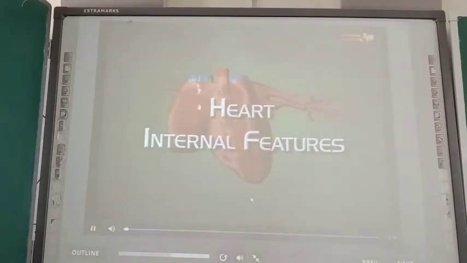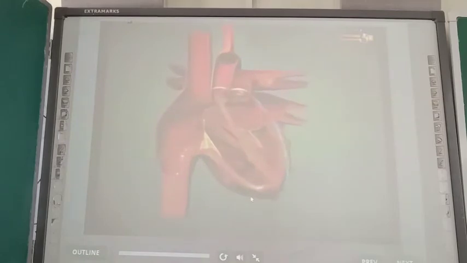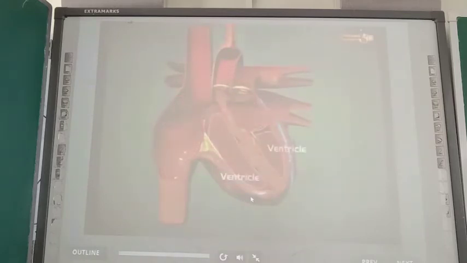Internal structure. Let us now take a look at the internal structure of the heart. The heart has 4 completely divided chambers. There are 2 receiving chambers or auricles and 2 pumping chambers or ventricles. A muscular septum divides the heart internally into a left and a right half. In the right half, deoxygenated blood flows, while simultaneously in the left half, oxygenated blood flows.